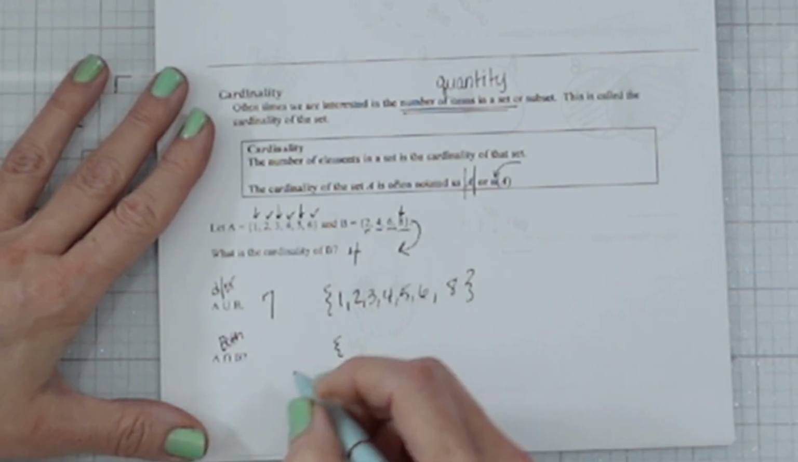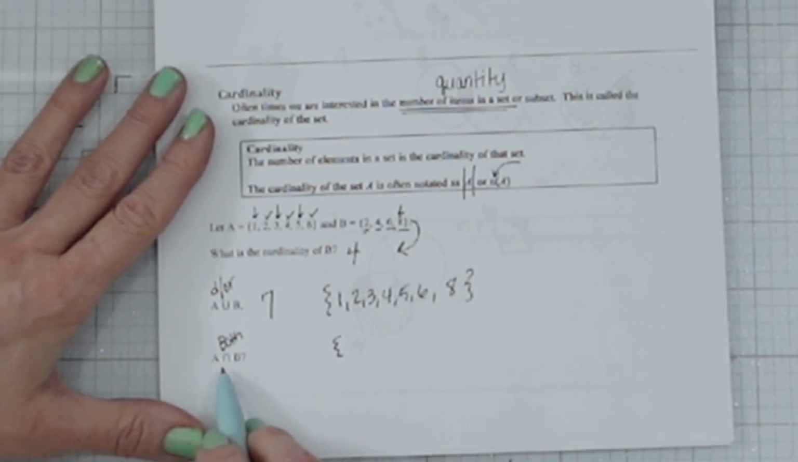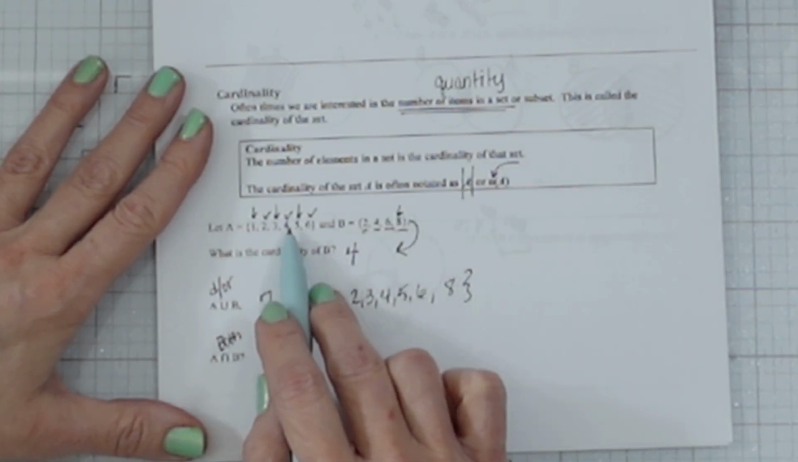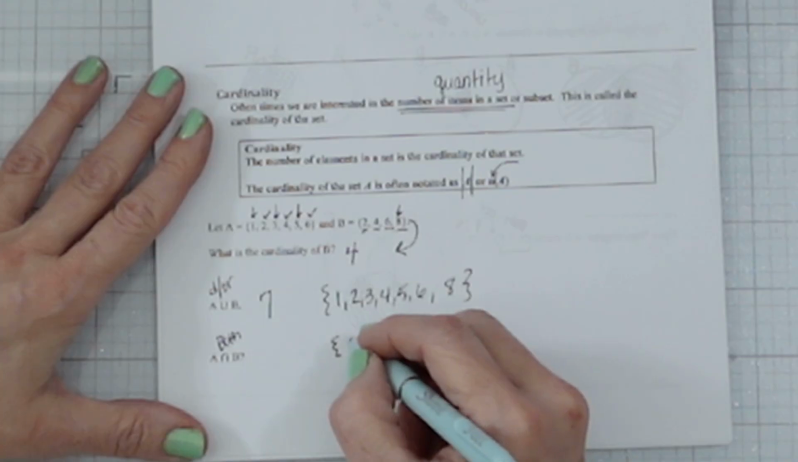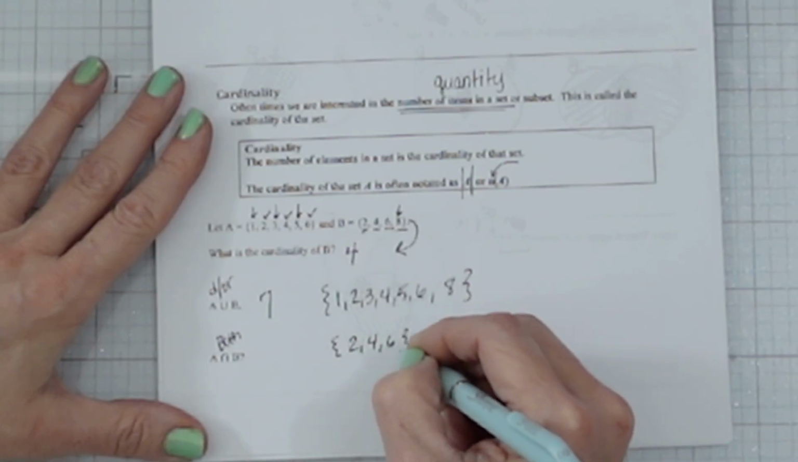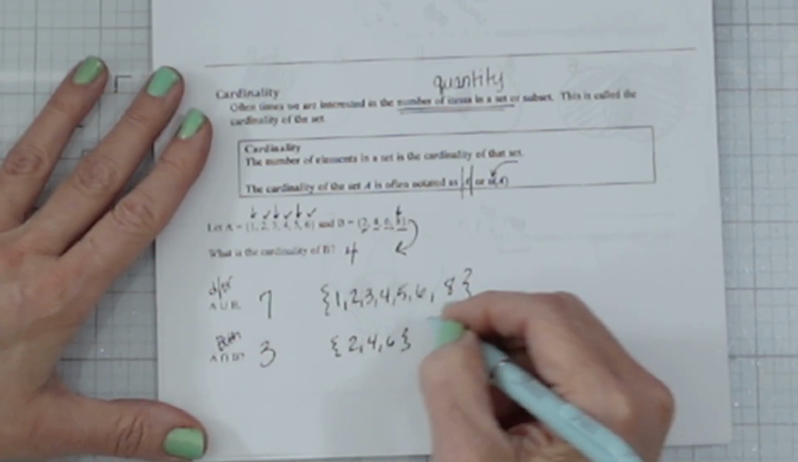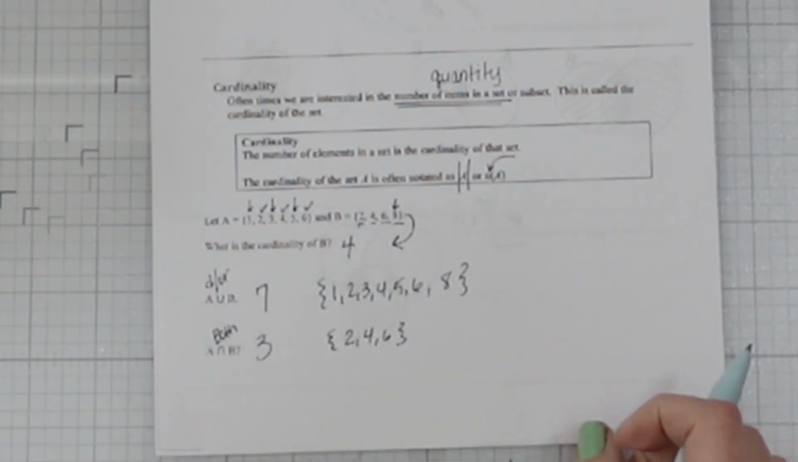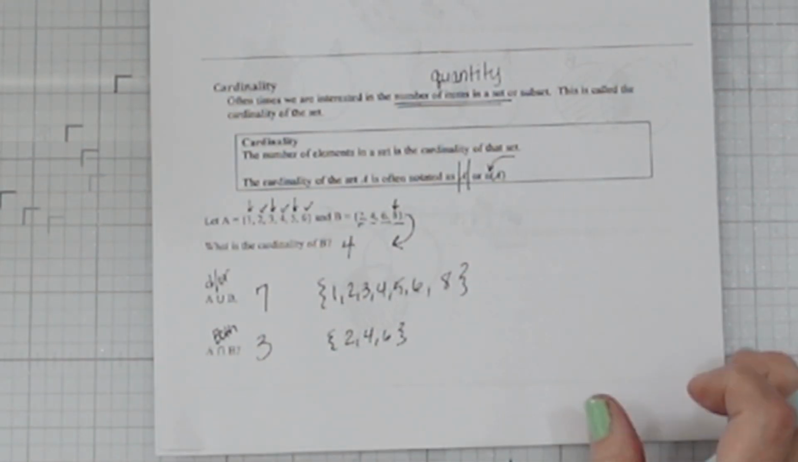And then this one here, we want the elements that show up in A and in B at the same time. So if you'll notice, that's a 2, a 4, and a 6. 2, 4, 6. You don't have to write these out off to the side, but sometimes it's helpful. So 3 of them show up in both of them.